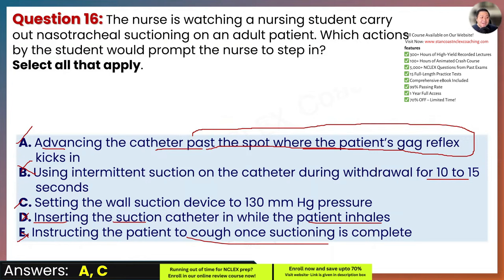And so again, go back to the question. This is asking you to promptly step in if one of these nursing actions or nursing student actions is inappropriate. All right. So again, our correct answers are letters A and C.